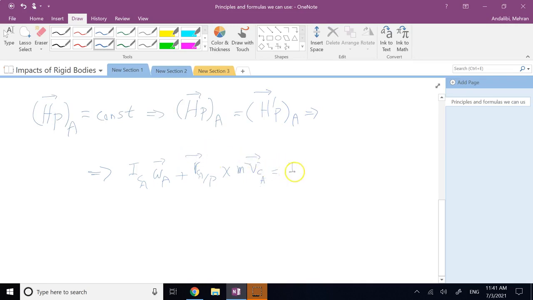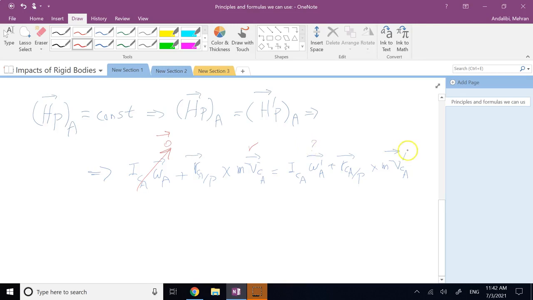This is the same as I of CA omega prime of A plus the same thing, R of the centroid A with respect to P cross MV prime of CA. Okay, and now the thing is, before impact, omega of object A was 0, and V of CA is completely known, so I have this M completely.